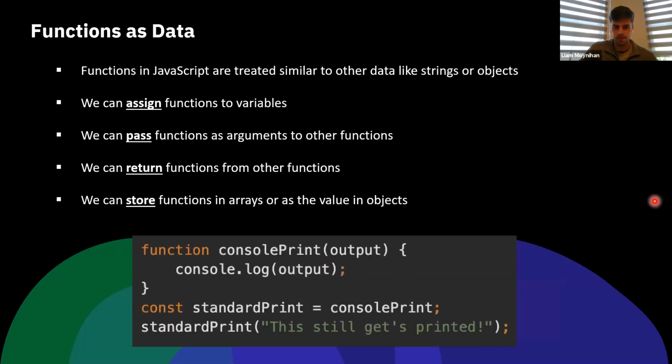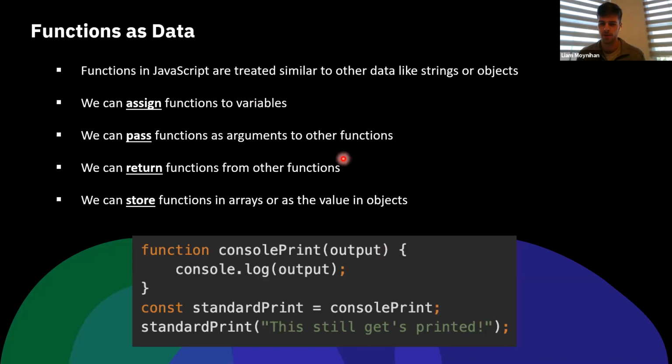I know we finished talking about data types, but in JavaScript, functions are very similar to other types of data. We can do a lot of the same things. We can assign functions to variables. We can pass functions as arguments to other functions. We can also return functions from other functions. And we can store functions in arrays or as the values in objects.